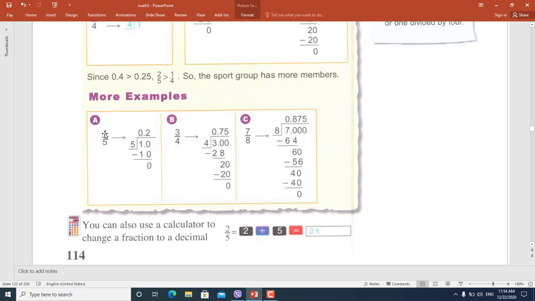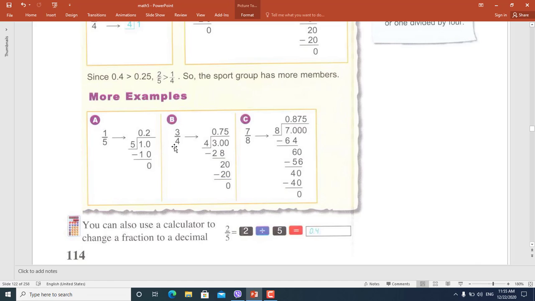So we say that we'll divide the numerator by the denominator. That means the number on top will be divided by the number underneath. We have 1 divided by 5. 1 divided by 5 is 0. After that we put a point there and a 0 there. So we take away the point, after that we'll divide. So it will be 10. 10 divided by 5 is 2. 2 times 5 is 10. We'll subtract, we get 0.